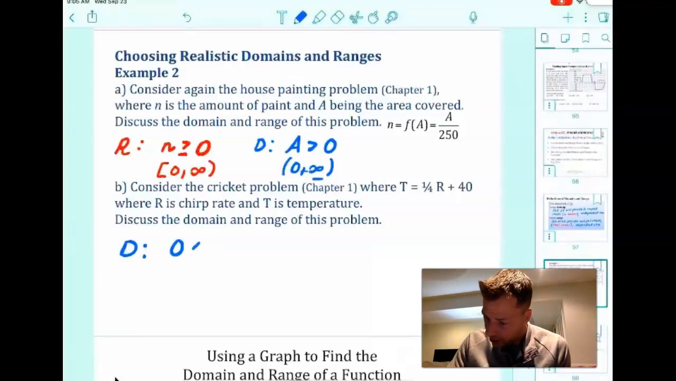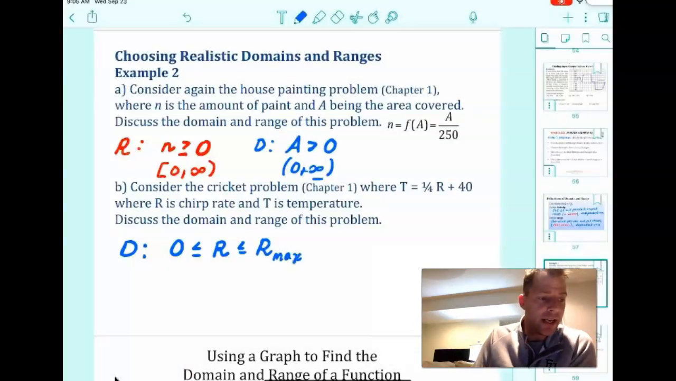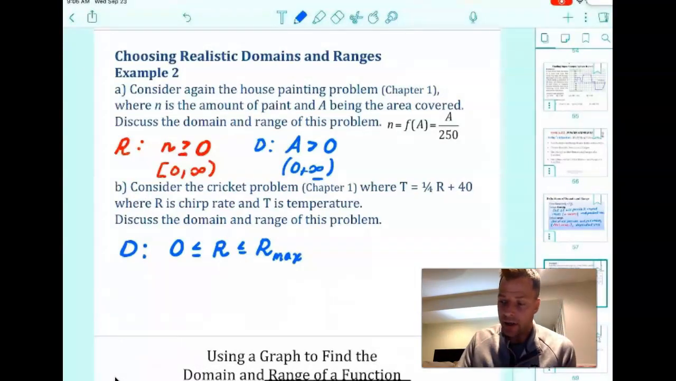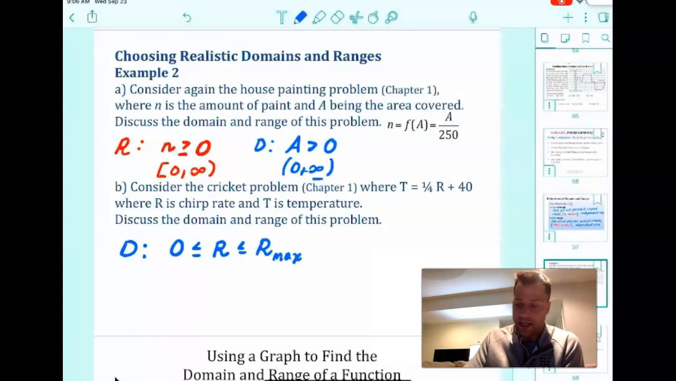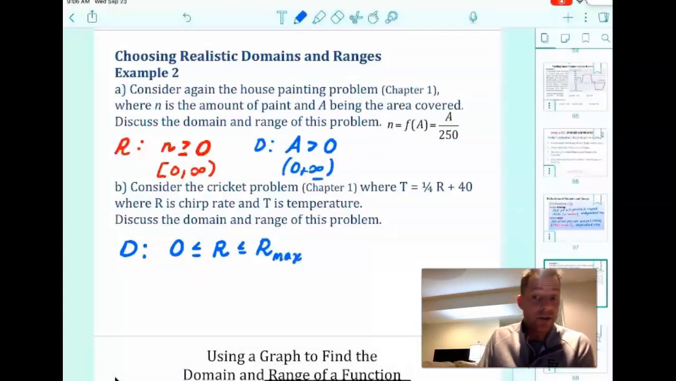So we're going to say R is between 0, including it, and R max here. We don't really have a specific number for that. In this case, I don't know what the maximum chirp rate is going to be. It's going to be thousands. And we could probably have done that up here, you could have said A max, the maximum size of the house. Just a different way to interpret that. So when I told you we can't really have infinity, you probably could have put A max there, right? Because at some point, there's only so big of a house you can build.